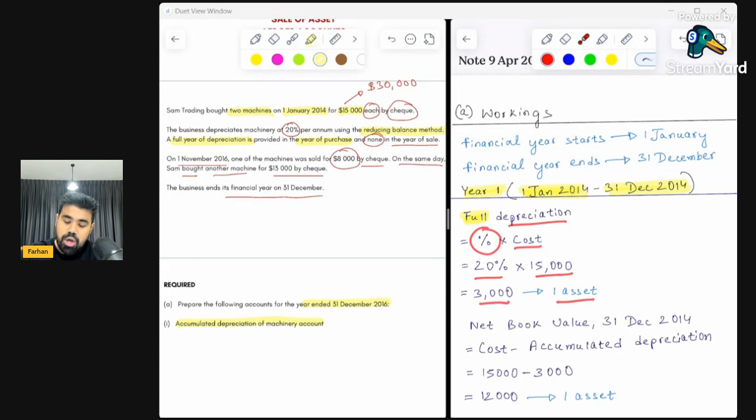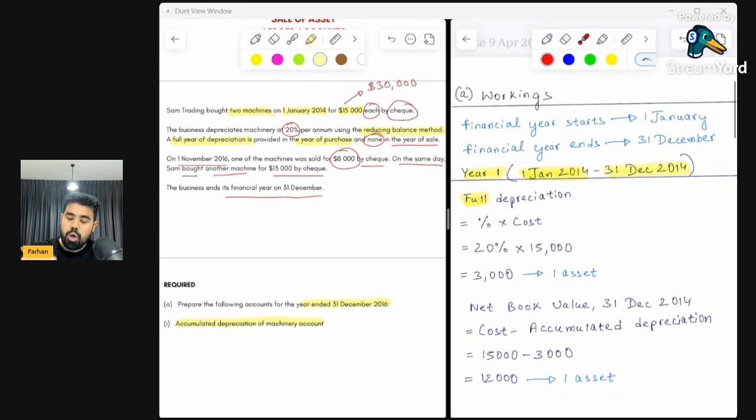Okay. Now, using the reducing balance method, I always recommend that you also calculate the net book value at the end of the financial year. So we want to find the net book value at end of 31 December 2014. The net book value at any given point in time is the difference between the cost and the accumulated depreciation. The cost for one of these assets is $15,000, and the accumulated depreciation refers to the depreciation that we have so far since the date of purchase, which is only the depreciation we have derived for the first year, and that is $3,000, and that gives us a net book value of $12,000.